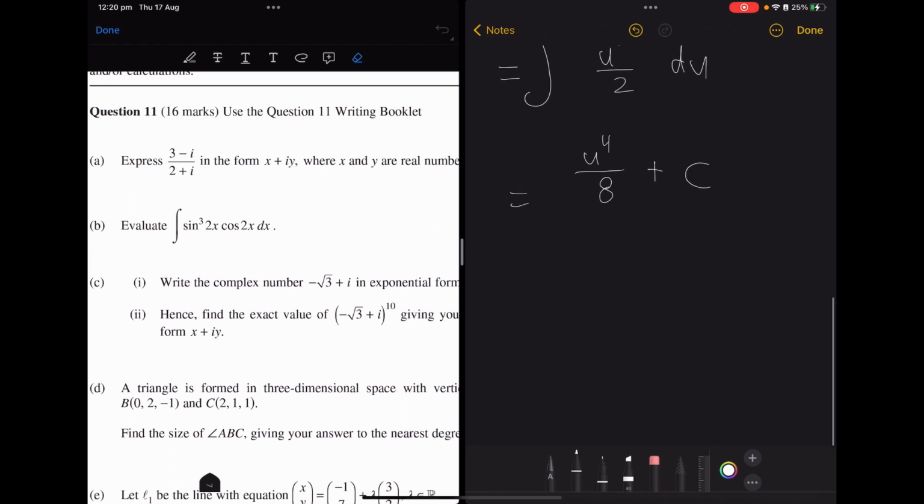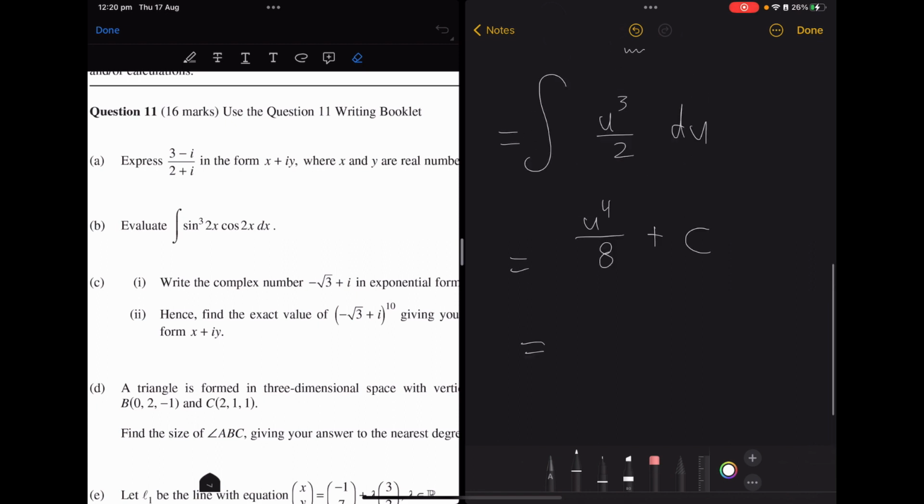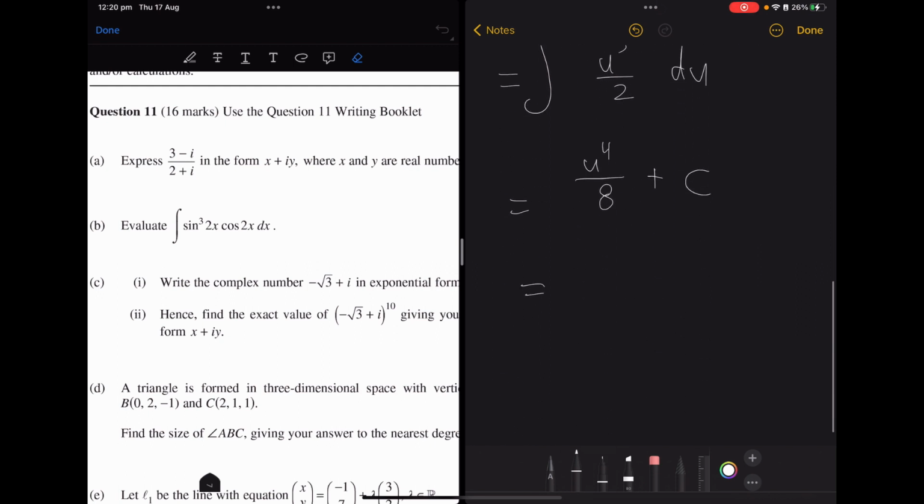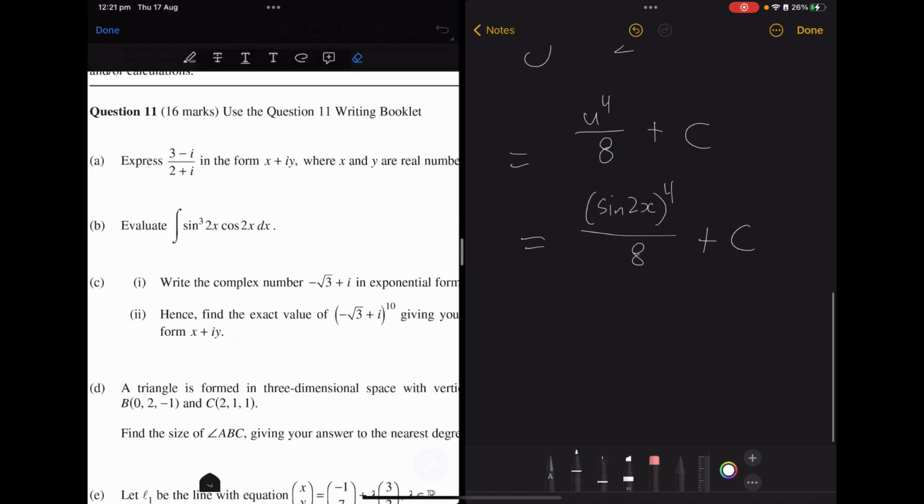And we've got to put it back because this is an indefinite integral. Remember our u was equal to sine 2x, hence we put sine 2x to the 4 over 8 plus c. And that will be it for part B.